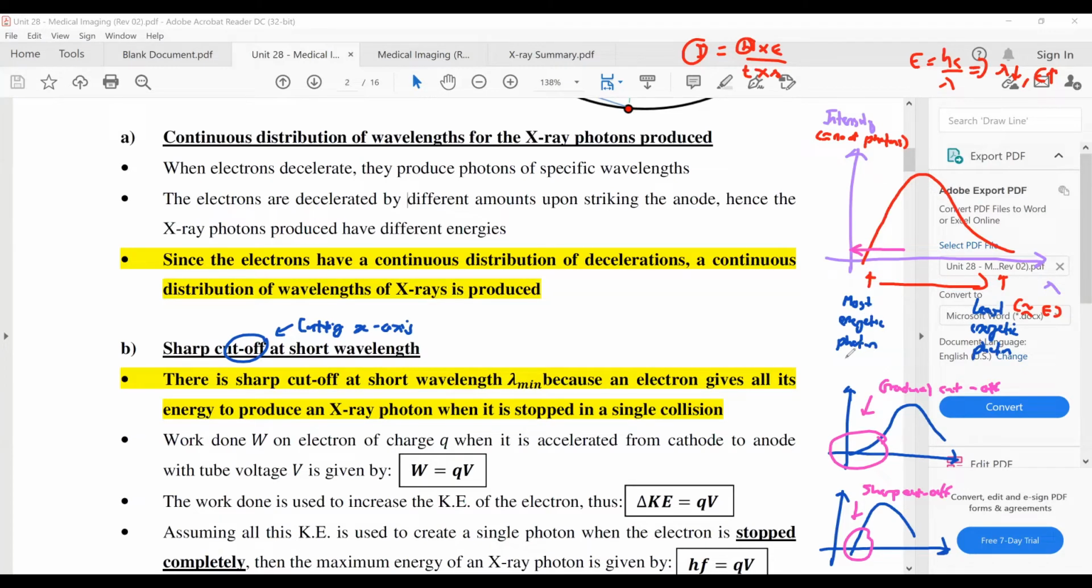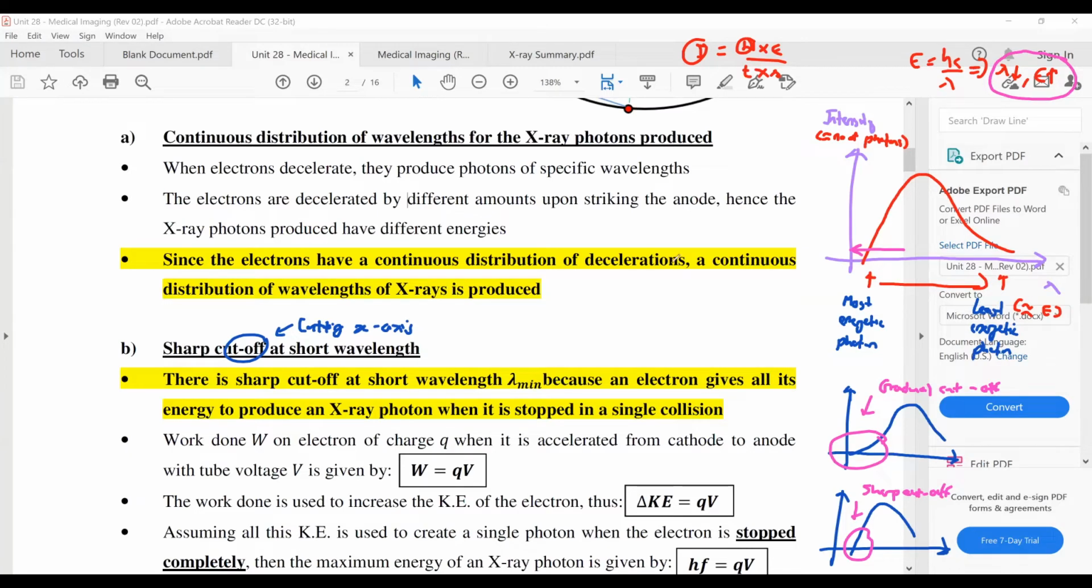Why did it just suddenly stop? Why did the wavelength value just suddenly stop? The reason is because at this point here, your electron was stopped in a single collision, giving out all its photon energy. So if your electrons have already been stopped in a single collision, you cannot expect to produce any more photons with lower wavelength. Okay, because you know that the energy of your photon is related to your wavelength. If your electron is already stopped in a single collision, this is the lowest it will ever go for your wavelength. This is the highest energy of your photon you will ever get. This is the lowest wavelength you will ever get. You will not get anything more after that.